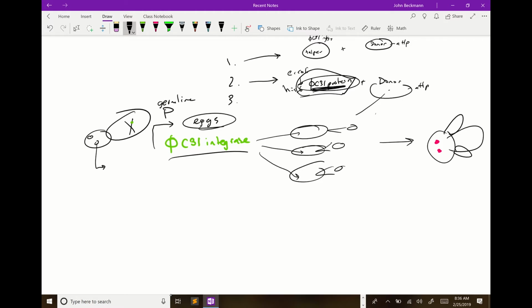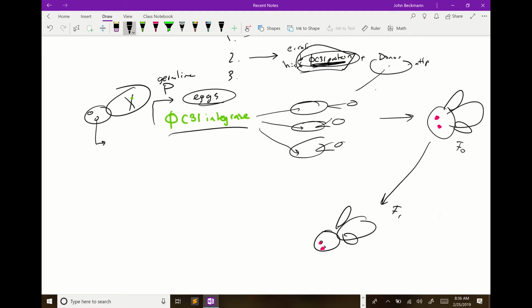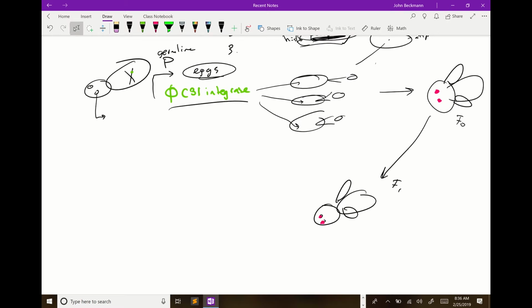And it won't always be, but it's most likely to be heritable. So that means if this is the F0, you cross a red eye to a red eye, and the F1s should still have red eyes if the transgene inserted into the germline. And then you can just maintain that line. Does that make sense? So this relates to CRISPR.